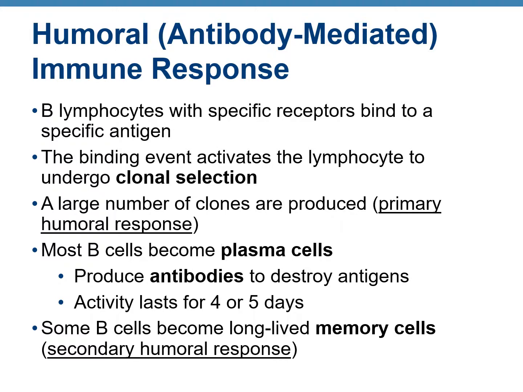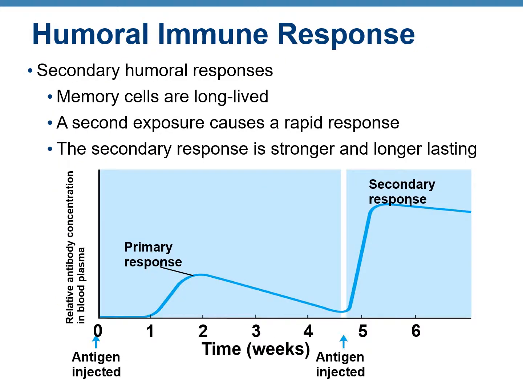Most of these B cell clones would become plasma cells, and plasma cells have the ability to produce antibodies, and antibodies are those proteins which circulate in your blood and they can destroy the antigens. Some of those B cells would not become plasma cells, they would become memory cells, and the memory cells are responsible for starting a secondary humoral response anytime an encounter occurs in future. This graph shows the primary response and the secondary response. The secondary response is faster, longer lasting, and stronger than the primary response.